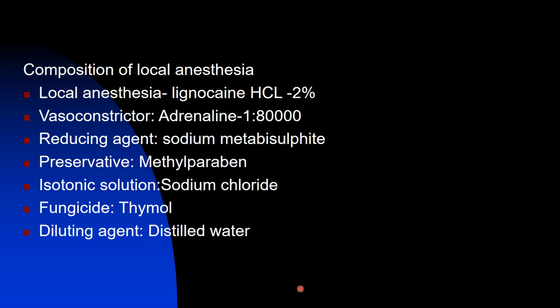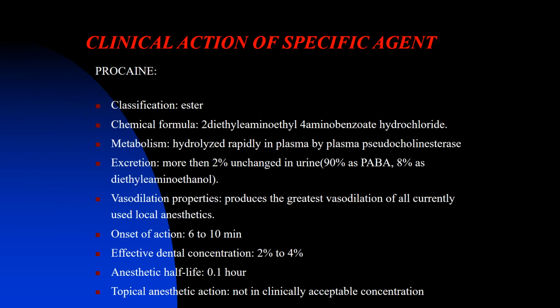Isotonic solution is sodium chloride, fungicide is thymol, diluting agent is the distilled water. These are the composition of local anesthesia. So, what are the types of local anesthetic agents? There are a lot of types we have, but normally used is lignocaine. Not only in Malaysia but talking about the entire world, we are using procaine, lignocaine, then bupivacaine, articaine, like that.